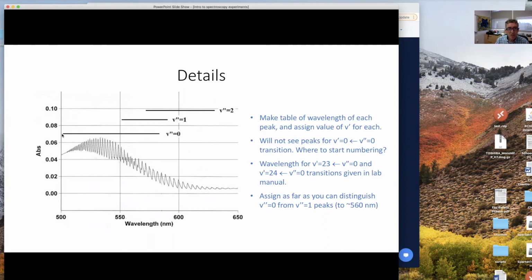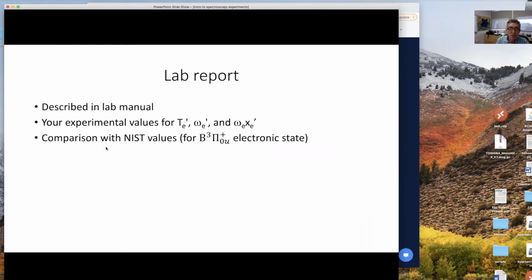So we have three ranges here, by the way. This range is for transitions out of V double prime equals 0, the ground vibrational level within the ground electronic state. And that's really all you're going to analyze. But there is some overlapping, and these slightly lower energy transitions are out of the V double prime equals 1 vibrational level. And then we even get the V double prime equals 2 at yet longer wavelength. So there will be overlapping peaks, and that will make it a little harder to analyze the spectrum.